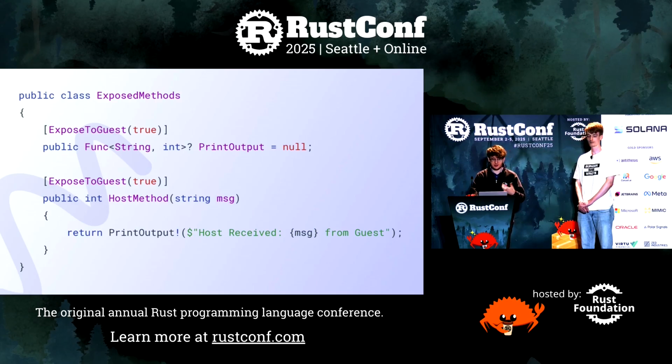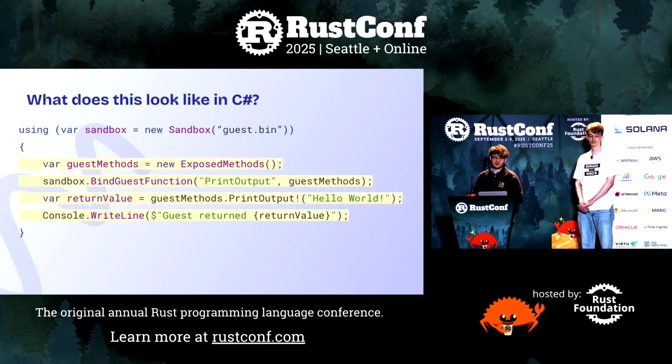And guest methods are set to null because in C# we actually do something pretty cool, which is this IL generation. So at runtime, we bind this guest function to this named value of print output, and we'll generate code to actually call into the guest, and we'll do all that behind the scenes in this type-safe way. And then next, you see this guest methods print output, and for all Rust developers here, it might look like a macro call, but it's not.